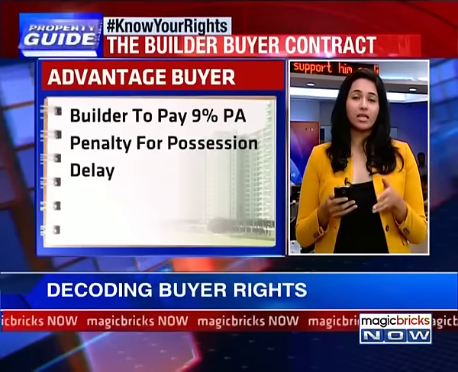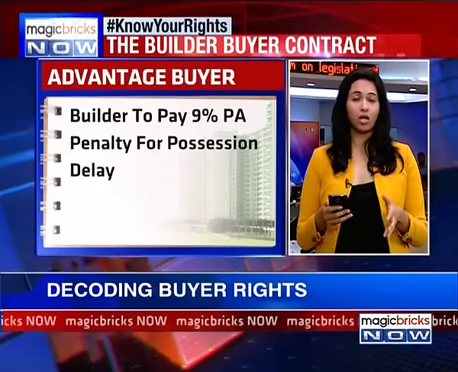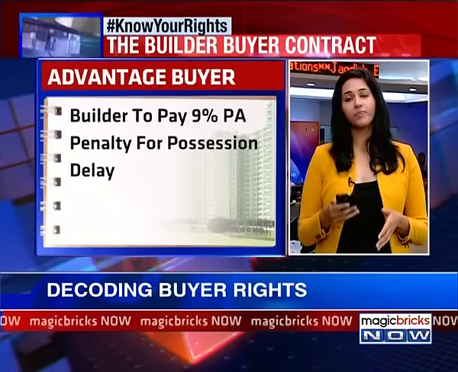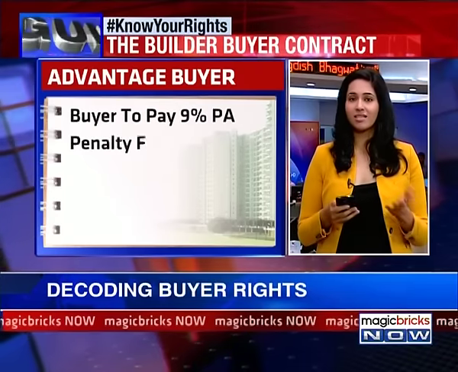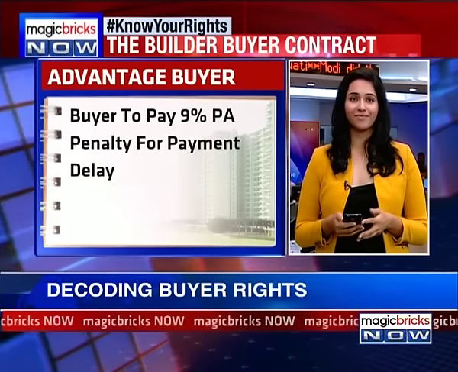And secondly, the buyer will pay 9% per annum penalty out of the total amount that has been paid by the buyer to the builder in case of possession delay or in case of payment delay. So this is essentially what the new MOFA Act has stated that spells advantage buyer.